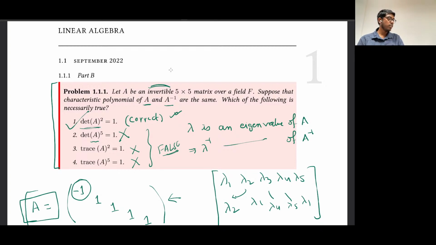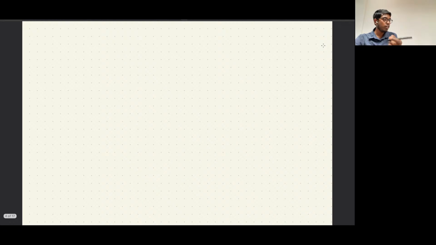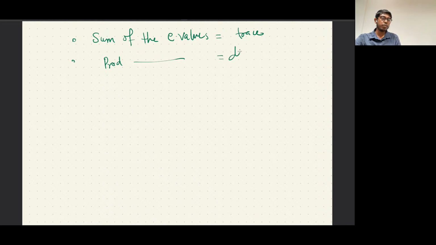So again, see, in the last session also, I emphasized the two properties, and again we are using the two properties: that the sum of the eigenvalues is equal to the trace, and the product of the eigenvalues is equal to the determinant. As I told in the last session also, these two properties are very important.